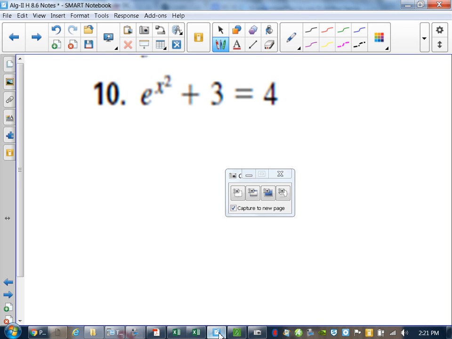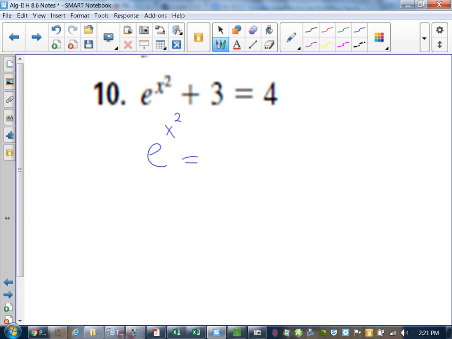e to the x squared plus 3 equals 4. What's the first thing you're going to do? Subtract the 3. So I get e to the x squared is 1.